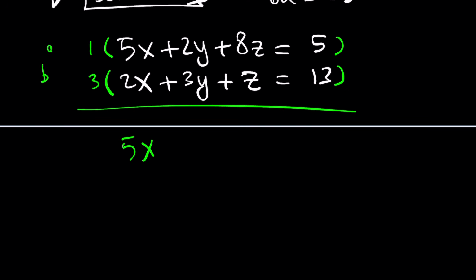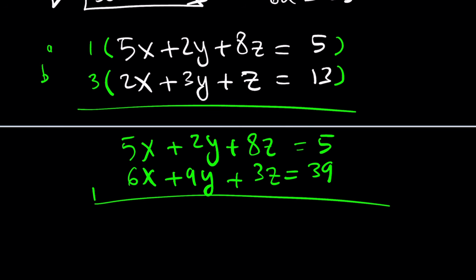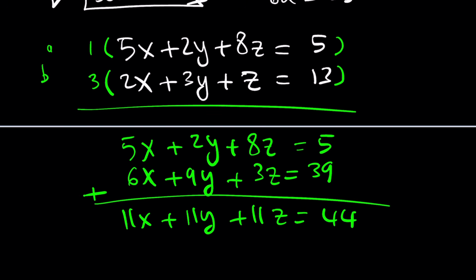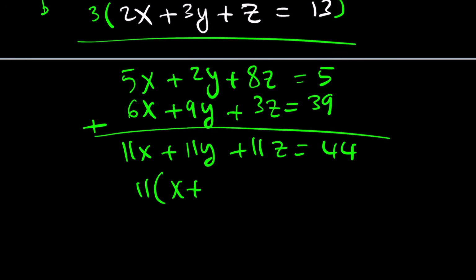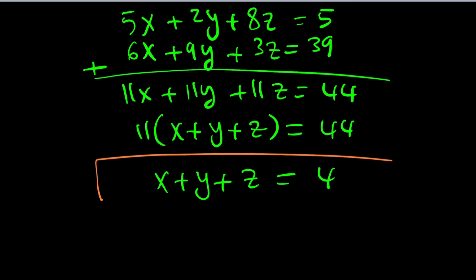We get 5x plus 2y. The top equation stays the same, and then the bottom one will be tripled. You're going to get something like this. And ta-da, this is where the magic, or the mathemagic, begins. When you add these things, you're going to get 11x plus 11y plus 11z. Not only that, on the right-hand side, you're also going to get a multiple of 11, which is really cool because if you factor out an 11 here, then you can just divide both sides by 11 and find that x plus y plus z is equal to 4 as before, right?